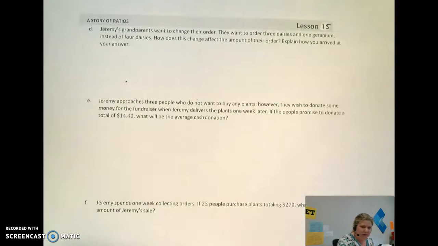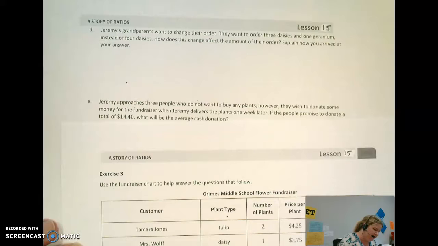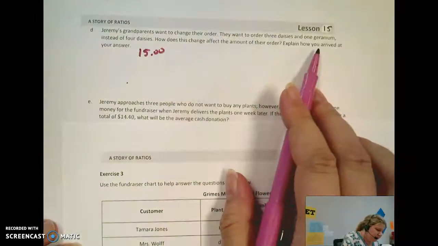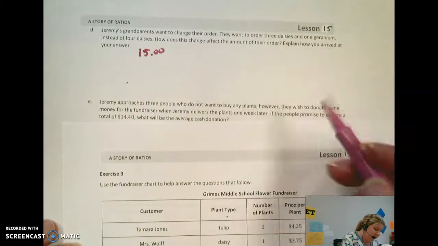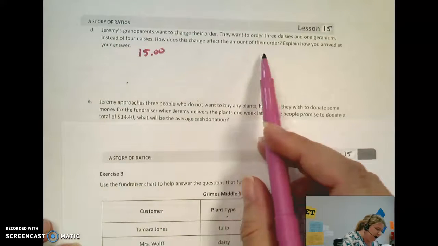Okay. And then our final page, we're actually still using the same chart. So the grandparents want to change their order. Their total right now is $15. They ordered 3 daisies and 1 geranium. Oh, they want to do that instead of 4 daisies. How does this affect the amount of their order?